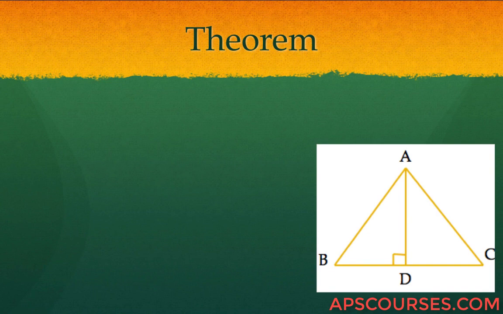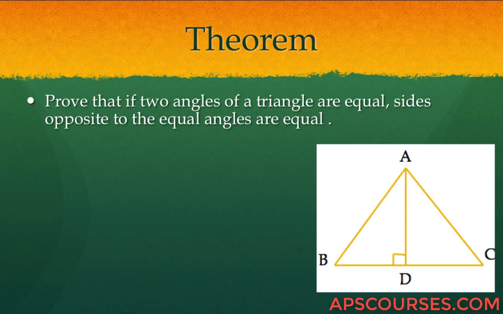The next theorem, prove that if two angles of a triangle are equal, the sides opposite to the equal angles are equal. So in this figure, we have been given that angle B is equal to angle C, and we need to prove that AB is equal to AC.